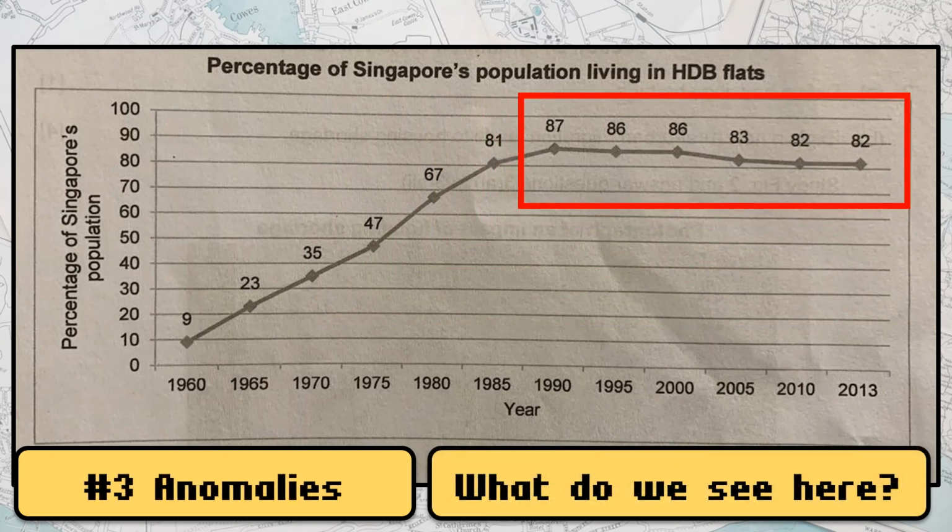Do we see an anomaly here? If we say that generally it is increasing, it means that it has to increase all the way from 1960 to 2013. So every single date, for example 1960 to 1965, from one date to another, it must be increasing. However, what we are seeing here is an anomaly, because after 1990, it starts decreasing. So this is your anomaly. It is out of the ordinary from your general trend, which is an increasing trend.